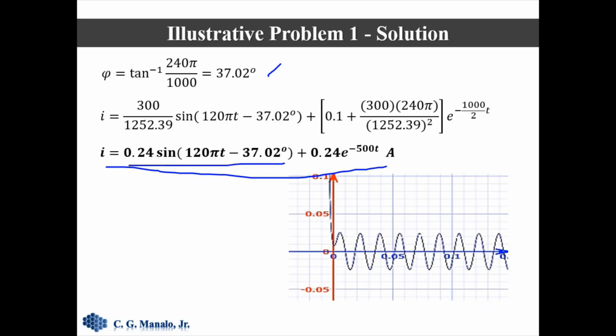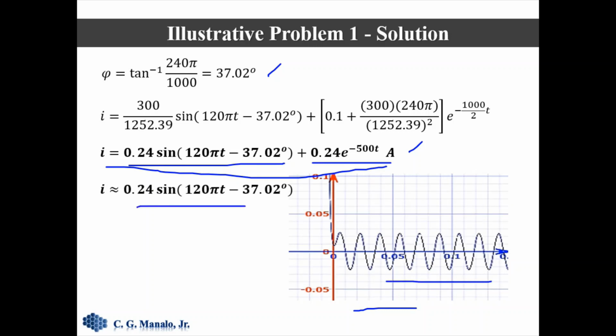So this one, the first term, is the steady state response. This one is the transient response. To get an appreciation of this response, I have here a plot of that expression. Initially we can see that I is wildly varying at the start, but in a very short time that behavior disappears and it becomes a purely sinusoidal function. So we can say that in a short time I becomes the steady state response.